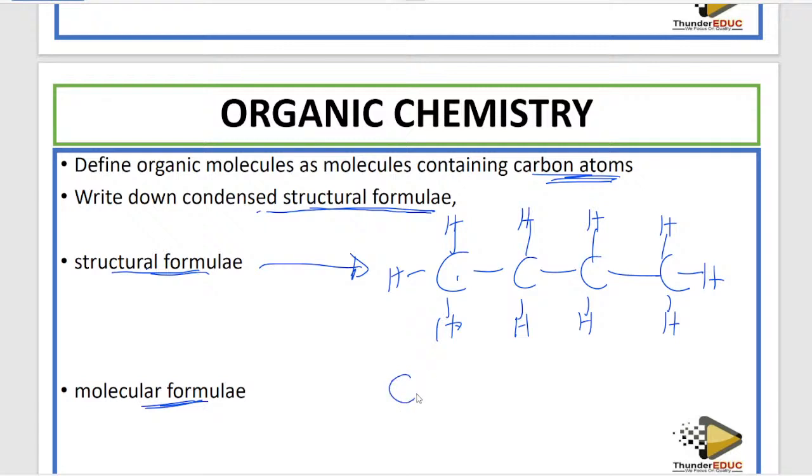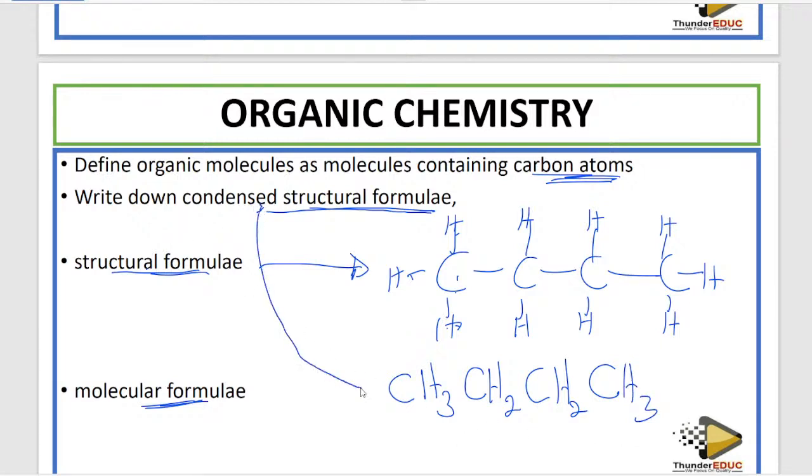C, how many are there? It's 1, 2, 3. I have 3 hydrogens. Then I go to this one, C, 1, 2. I have 2 of them. Then I go to this one, CH2. Then I go to this one, CH3. So now it becomes a condensed structure formula. This is a structure formula.